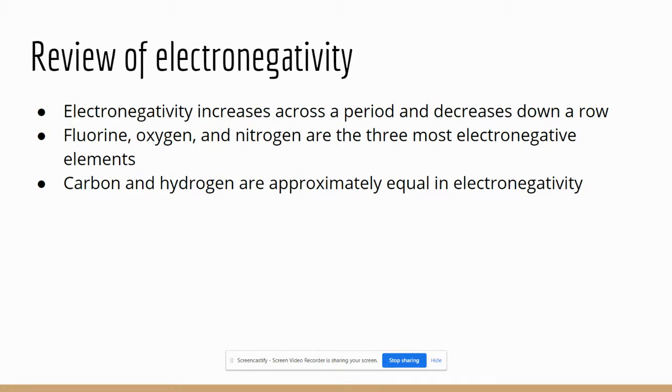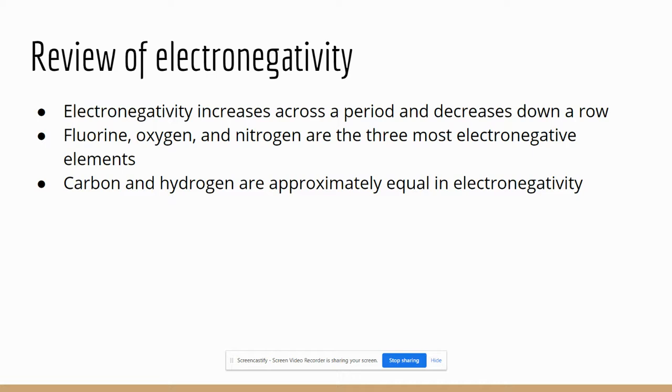Just a little review of electronegativity. So you probably already know fluorine is the most electronegative element. As you go across a period, meaning a row, there's an increase in electronegativity and down a group. That's not a hard and fast rule. There's actually tables of electronegativity that you can look up.